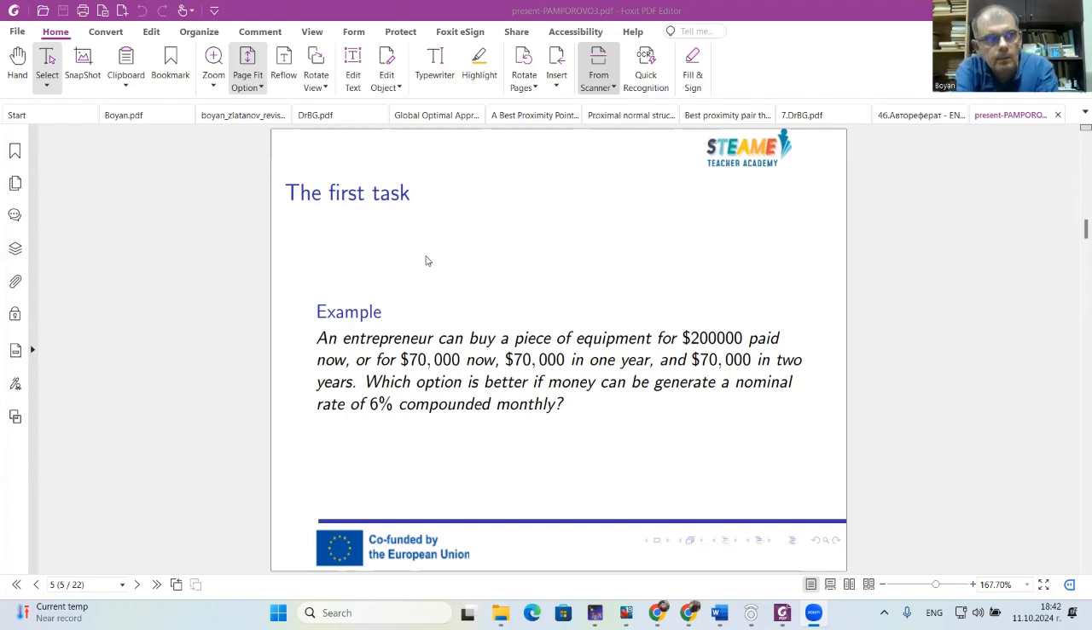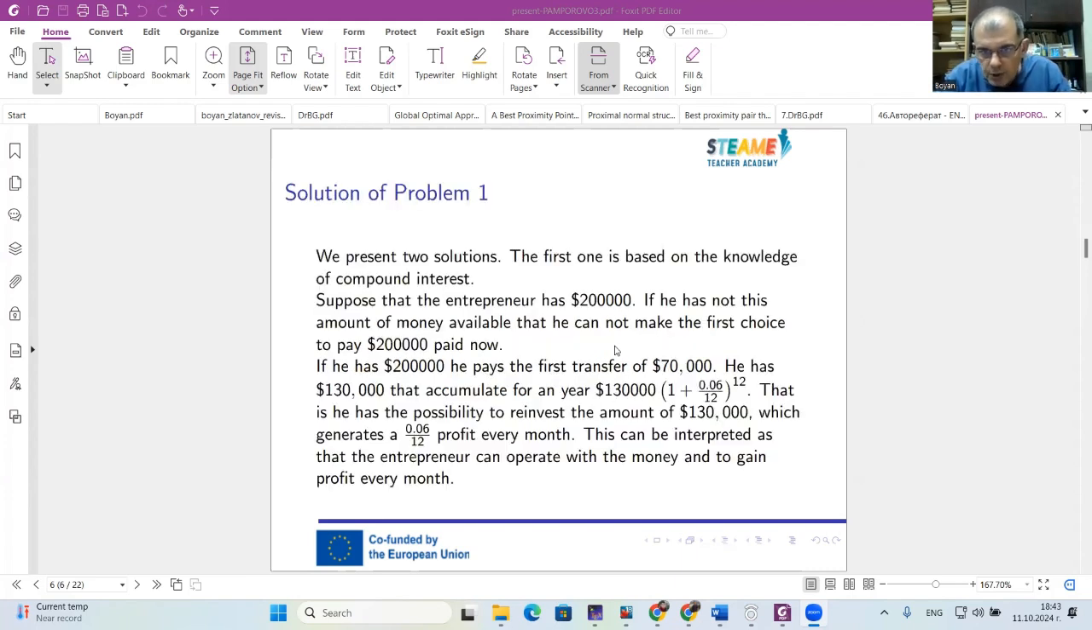So any owner of a small business knows how much money he can gain by investing the money in his business. Let us suppose that at this point, the one who wants to buy this equipment knows that he can gain 6% profit compounded monthly. I'll present 2 solutions. The first solution is a very simple one. It can be calculated by hand or by a computer.